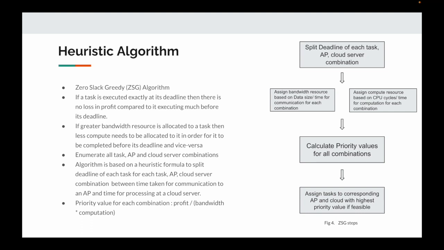And based on this time split, we then calculate the amount of bandwidth resource that the task will be allocated by that access point, and the amount of compute resource that the task will be allocated by that cloud server. Then, given these values, we calculate the priority values for all combinations. The formula is given by profit divided by bandwidth times the computation resource. And then we assign tasks to their corresponding access point and cloud servers based on how high the priority values are and whether the following assignment is feasible.